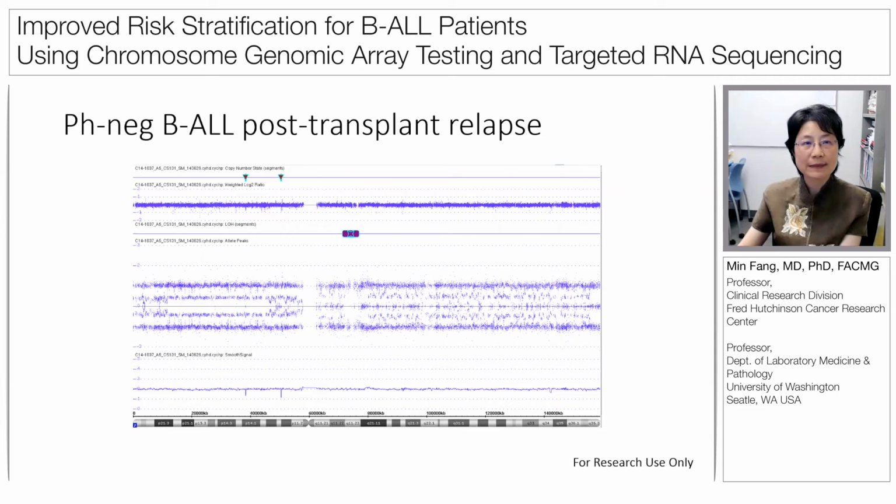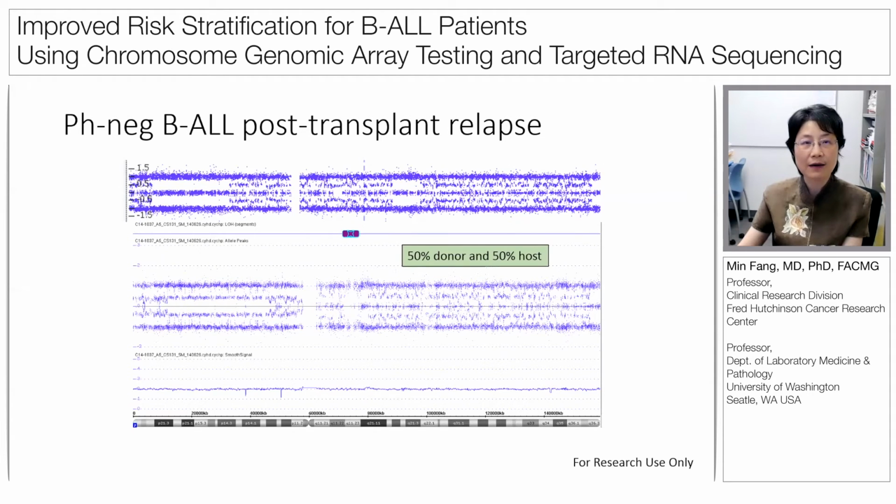For post-transplant chimerism patients, the array profile is more complex. The upper panel shows a typical pattern of chimerism with half donor and half host. You will see five tracks typically, with regions of three tracks showing they are matching donor and host. Nevertheless, you can still identify abnormalities for post-transplant patients.